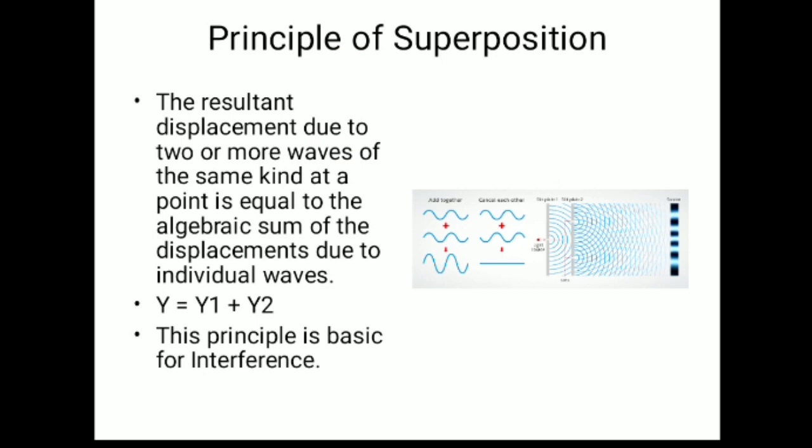According to the principle of superposition of waves, the resultant displacement due to two or more waves of the same kind at a point is equal to the algebraic sum of the displacements due to individual waves. Here, y1 is the displacement of the particle due to one wave, y2 is the displacement of the particle due to the second wave, then the resultant displacement is given by y is equal to y1 plus y2. This principle is basic for interference.